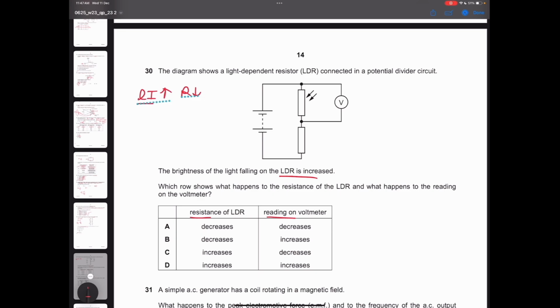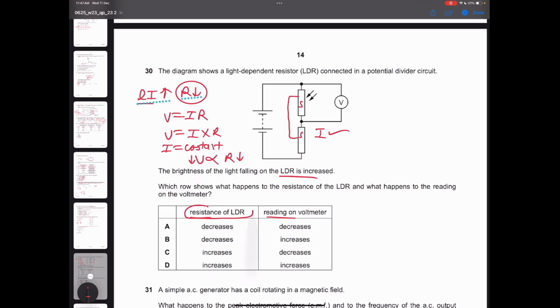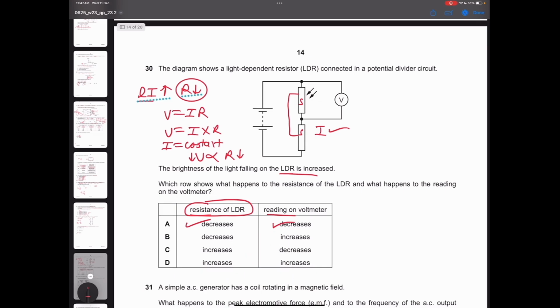So now just think about it. If the resistance is decreasing, and we know that V is equal to I into R, and this is just a series circuit. These two are in series, right? So in a series circuit, current is constant. So V is equal to I into R. We know that I is constant. So V is directly proportional to R. Now if the resistance is decreasing, V must also decrease. So the resistance of the LDR decreased and the voltmeter reading also decreased. Answer is A.